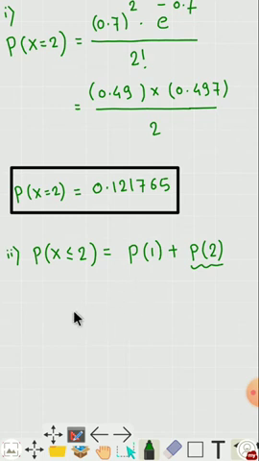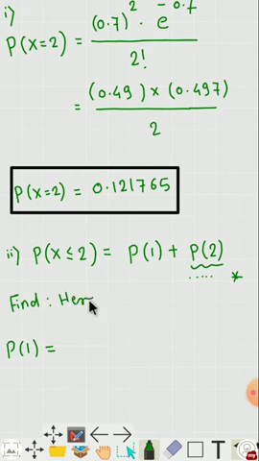Let us find p of 1 separately. We call it equation star. So p of 1 is equal to lambda raised to x, where x is 1 here, in the first case.